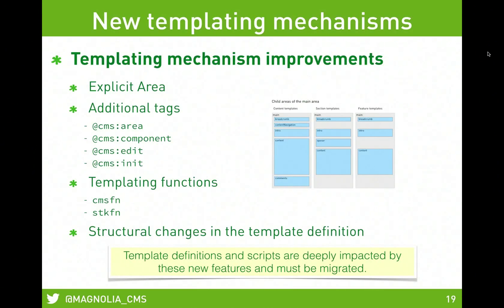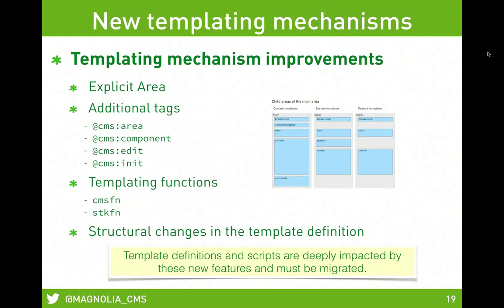Some new templating mechanisms have been created, such as the concept of area. An area is a functional place inside your page, which defines which components can be instantiated. We have also introduced some tags such as CMS area and CMS component, which will render an area and a component inside your script, CMS edit that will render the edit bar, and CMS init that will create all the necessary tags to import style sheets and scripts.